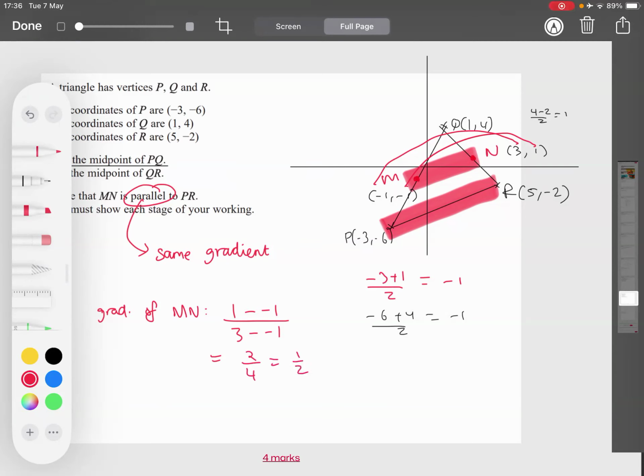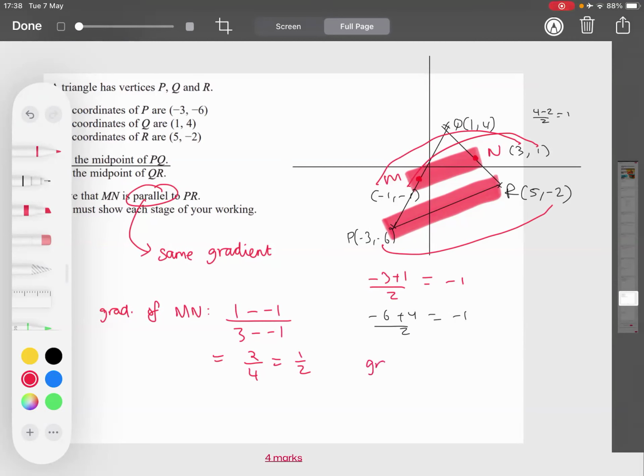Now I'll do the same for PR. For this one, we're just going to look at the difference between that and that. So we can just see that it goes up by 4. So gradient of PR, we could do -2 minus -6 divided by 5 minus -3. Or we can just see it goes up by 4 and across by 8. So it's also a half. Same gradient implies parallel.